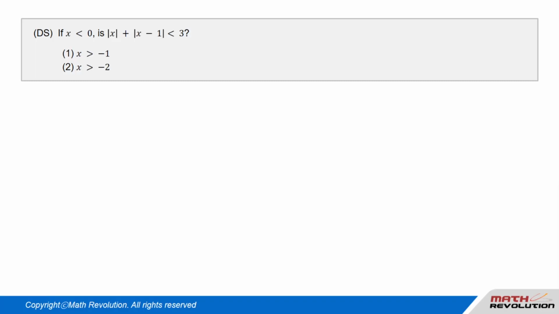Question: DS. If x is less than 0, is the absolute value of x plus the absolute value of (x minus 1) less than 3? Condition 1: x is greater than negative 1. Condition 2: x is greater than negative 2.